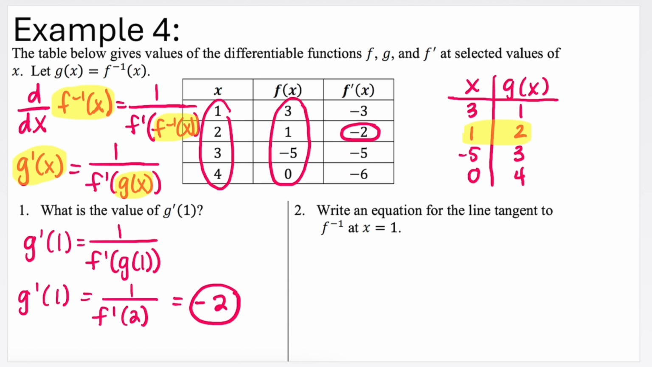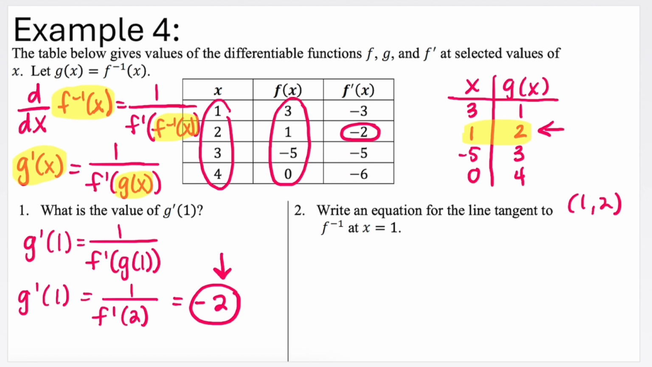And then it says write an equation for the tangent line to the inverse of f at x equals 1. Okay, so the inverse of f is g, and the point at 1 on g is (1, 2). So I know I'm going to need that. So the point will be (1, 2). And then I know the derivative at 1, which is the slope of the tangent line, is negative 2. So I have all the information I need to write that tangent line equation. So I needed the slope of the inverse at 1, which was just g prime of 1, and I needed the point from that table.